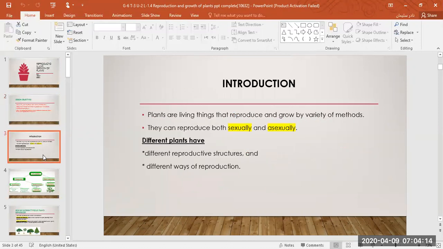To start with, as you know, plants are living things that reproduce and grow by different methods. As we talked before in animals, some animals reproduce sexually and asexually. Also plants reproduce sexually and asexually, because different plants have different reproductive structures and different ways of reproduction. So not all plants are the same, not all of them have the same structures, and not all of them reproduce the same way.